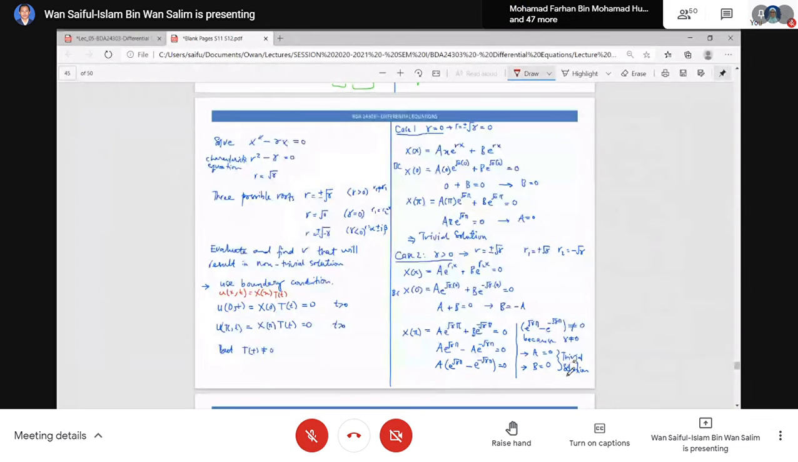Otherwise it won't work either. So whether we like it or not, this one has to give us the solution. So we evaluate the third case, where gamma is equal to, where the root is the square root of minus gamma.